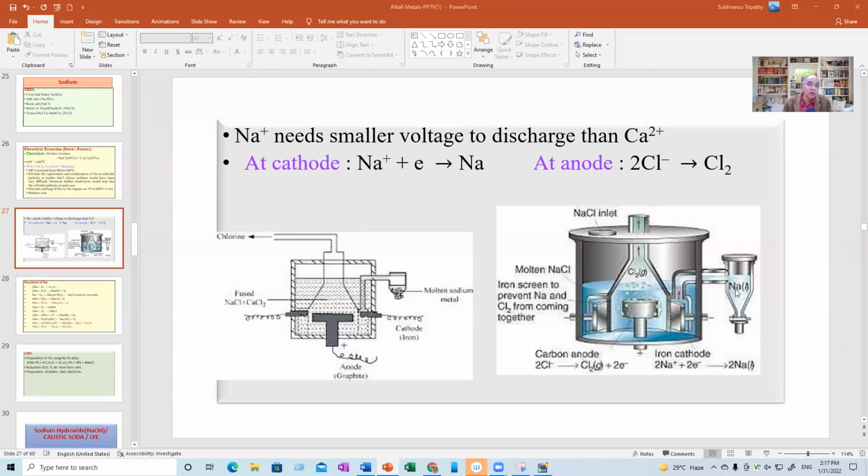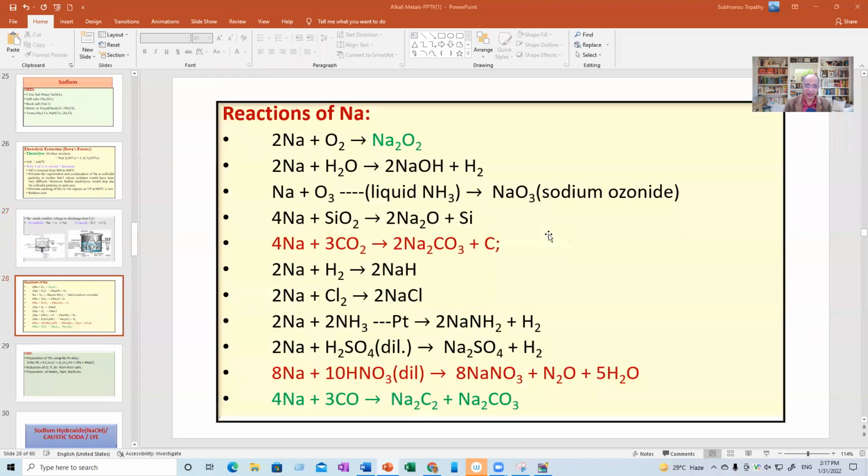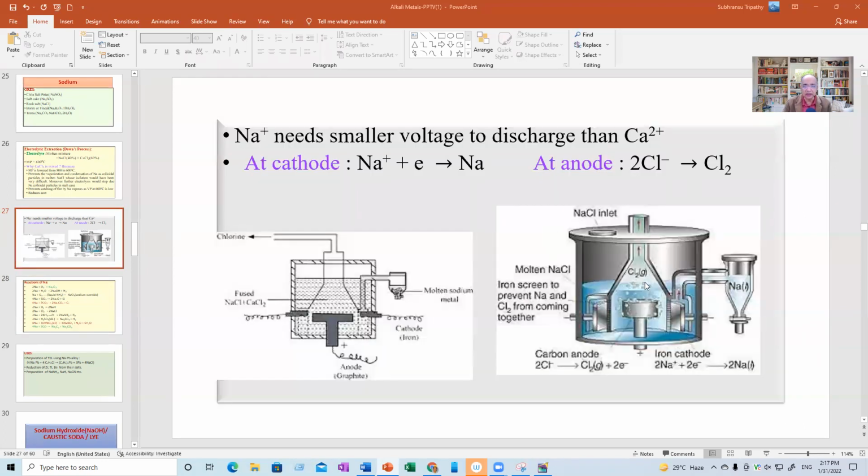You might wonder why calcium will not be deposited. The discharge potential that is selected for the electrolysis is only for sodium, not for calcium. They calculate the discharge potential for sodium. You will be doing that in your class 12. So calcium will not be deposited, rather sodium will be deposited. Now, this is the Downs cell, the electrolytic cell.